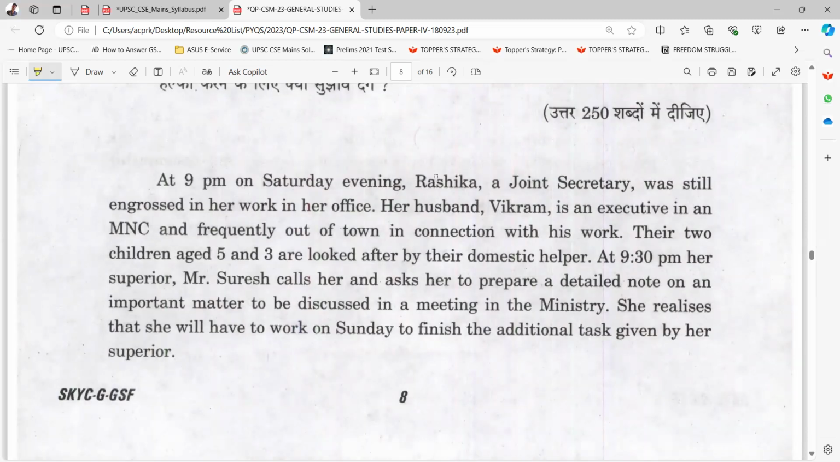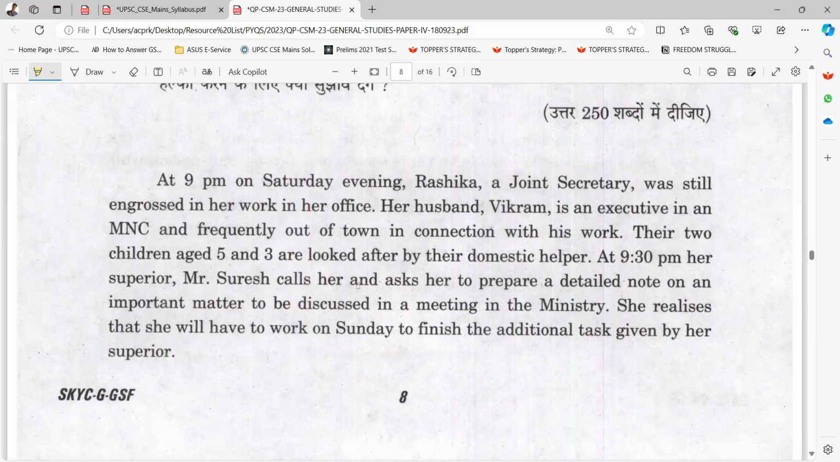On Saturday evening, Rishika, a joint secretary, was still engrossed in her work in her office. Her husband Vikram is an executive in an MNC and frequently out of town in connection with his work. Their two children, aged 5 and 3, are looked after by their domestic helper. At 9:30 p.m., her superior, Mr.